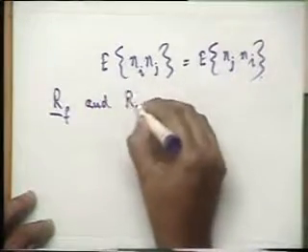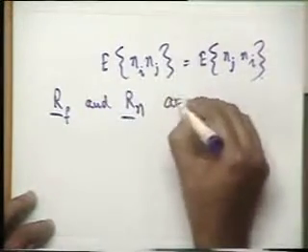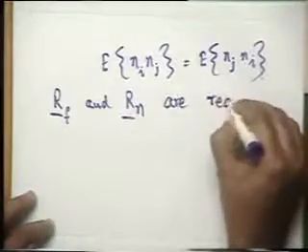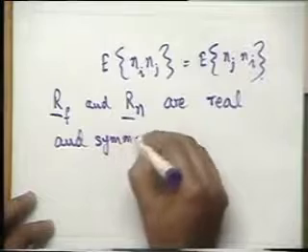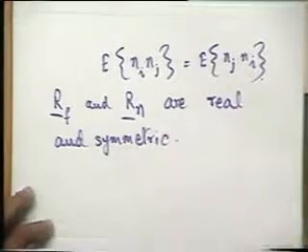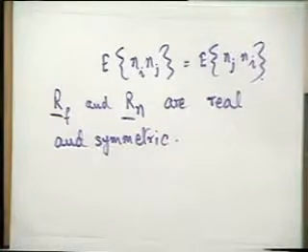Well, these are very important. So both RF and Rn are real and symmetric. Alright? Now what else is there about the image? What other interesting properties can we extract? Well, how do we measure the correlation?